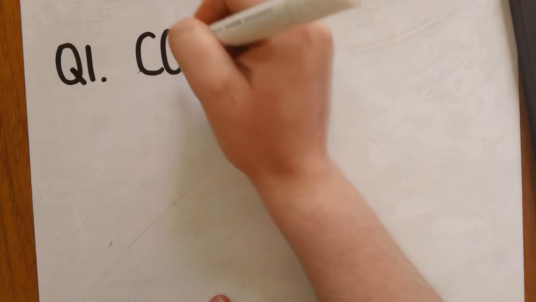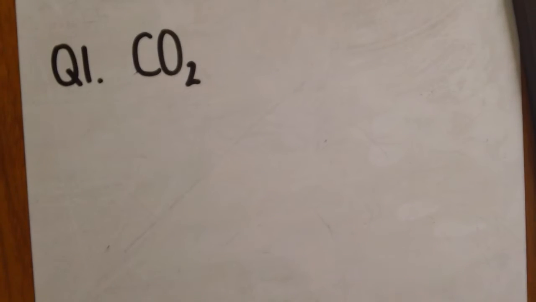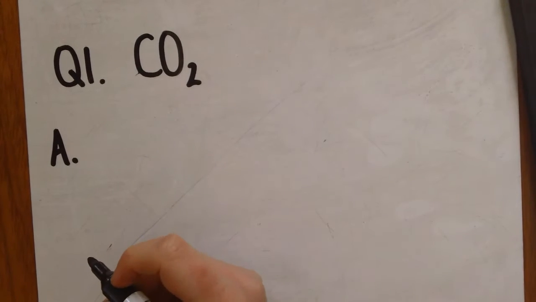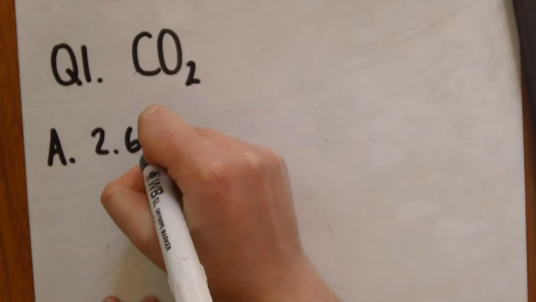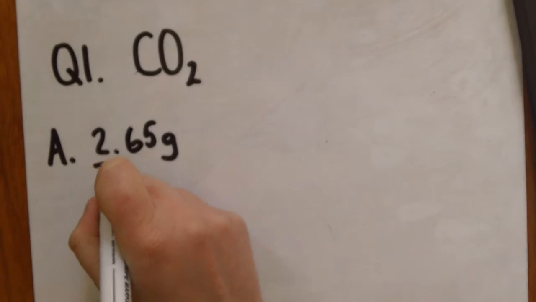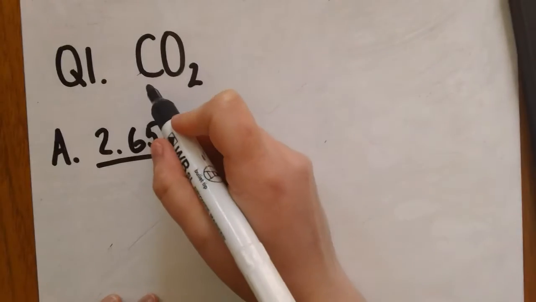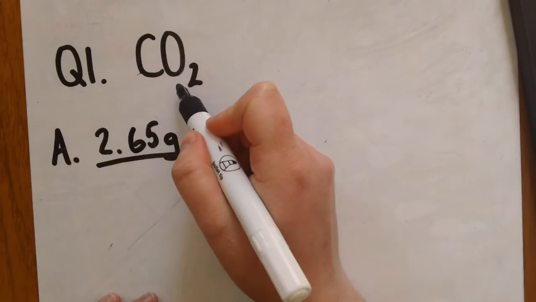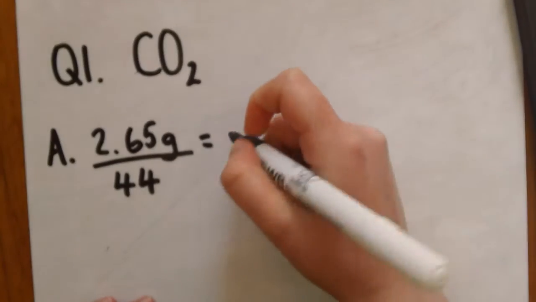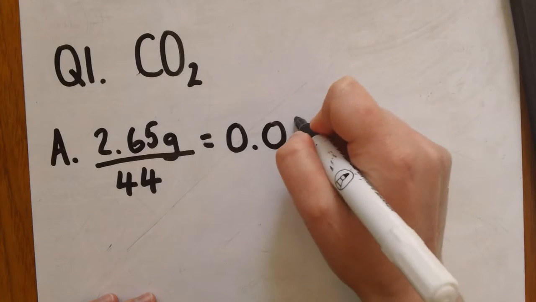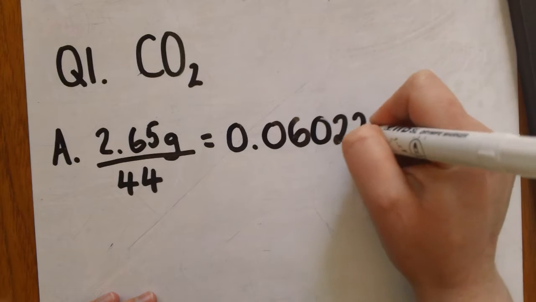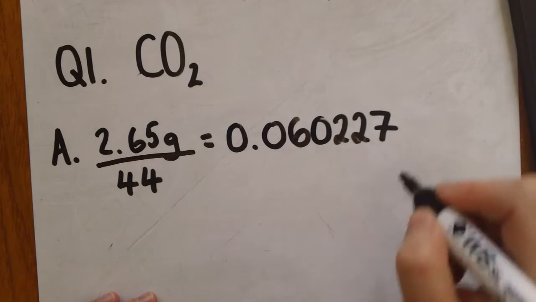So first thing, carbon dioxide is a gas, and it has the formula CO2. For A, it gives us 2.65 grams. So if this is our mass, we are going to divide by the MR. The MR for CO2 is 12 plus 16 plus 16 again, which is 44. You pop that into a calculator and you get an answer of 0.06027 moles.